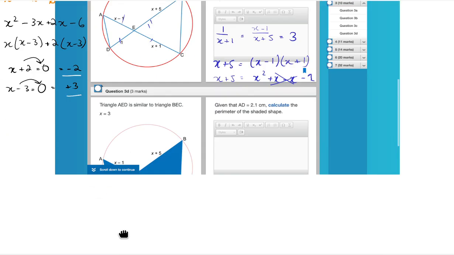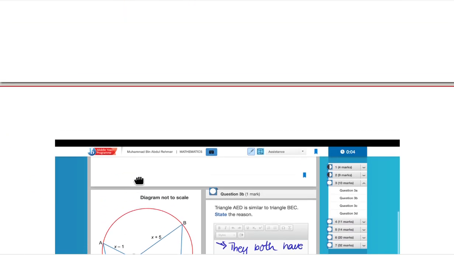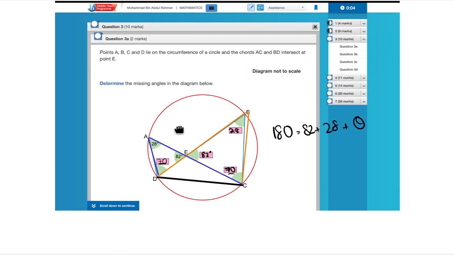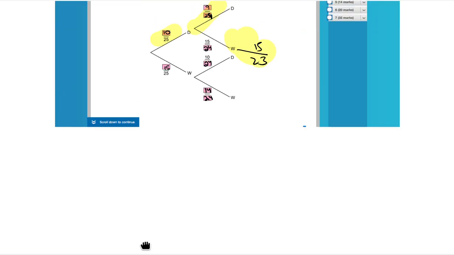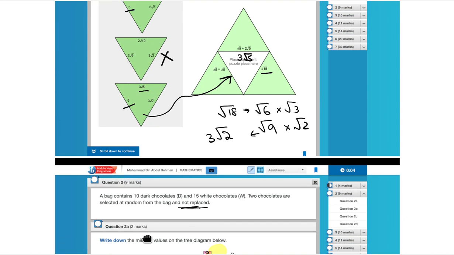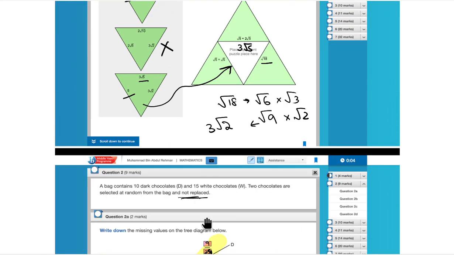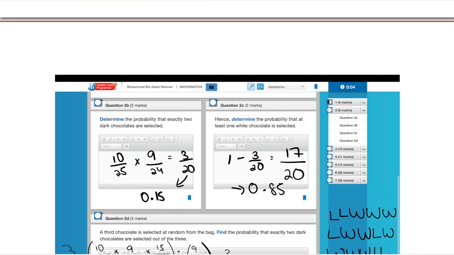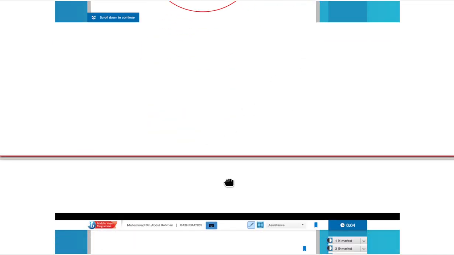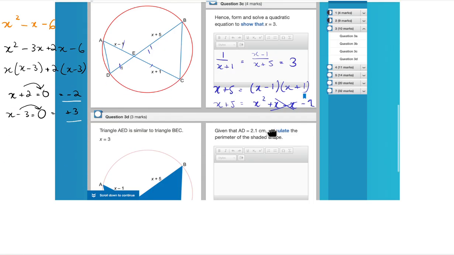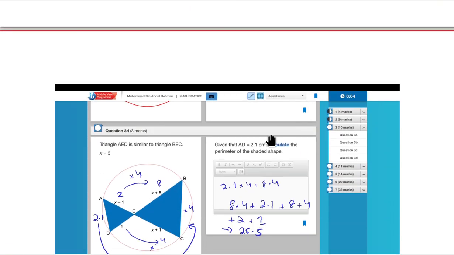How many marks was question number 3? Let me check. 10 marks. Question number 2 was 9 marks, so that's 19 marks. And question number 1 was 4 marks. So that's 23. In 25 minutes, we are done with 23 marks. Although there were some interruptions, now we can continue.